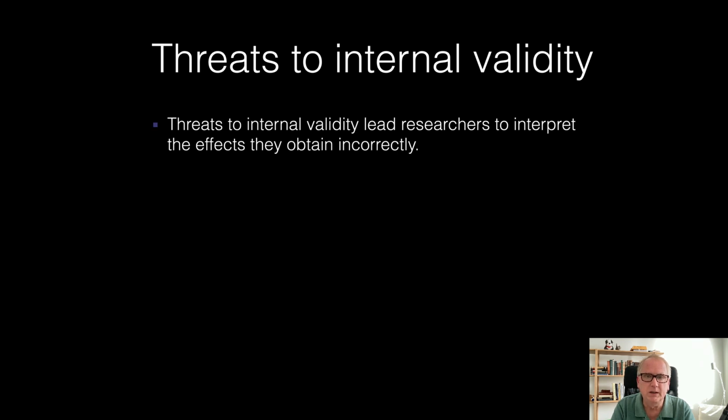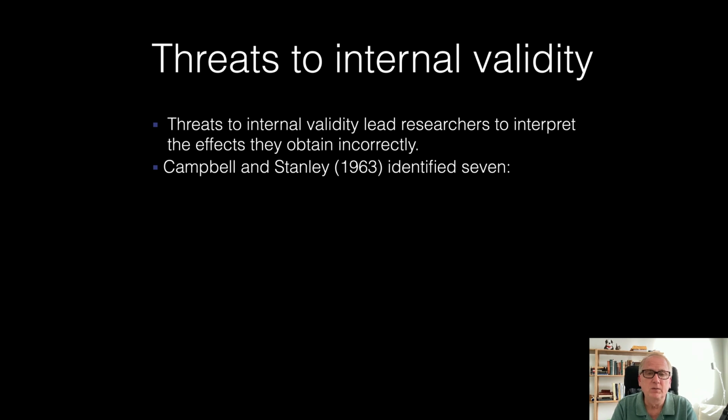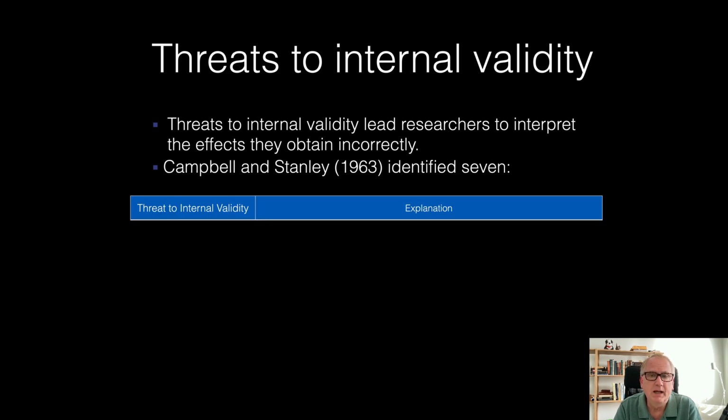Threats to internal validity lead researchers to interpret the effects they obtain incorrectly. So this is why we're concerned about them. If you have such threats in your study, they're inherent in the way you designed your study, then that means that we can't really interpret your effects very well. Campbell and Stanley were two noted psychology researchers, and in 1963, they wrote a little book in which they identified 7 main threats to internal validity. Okay, so there are 7 main threats to internal validity to think about when we're designing our studies.